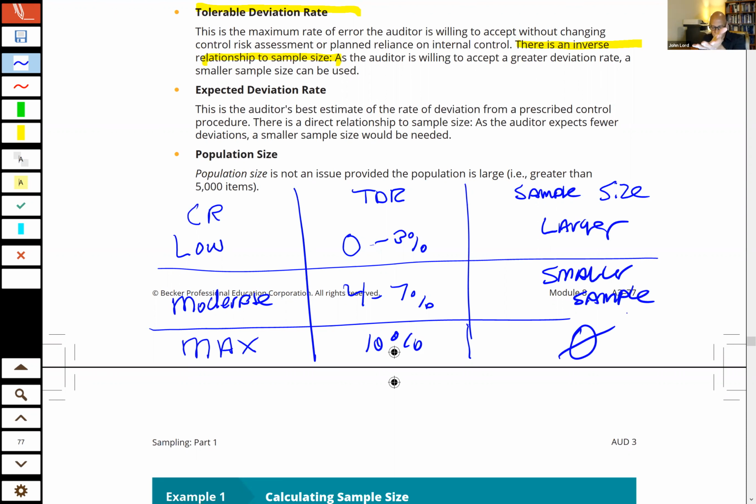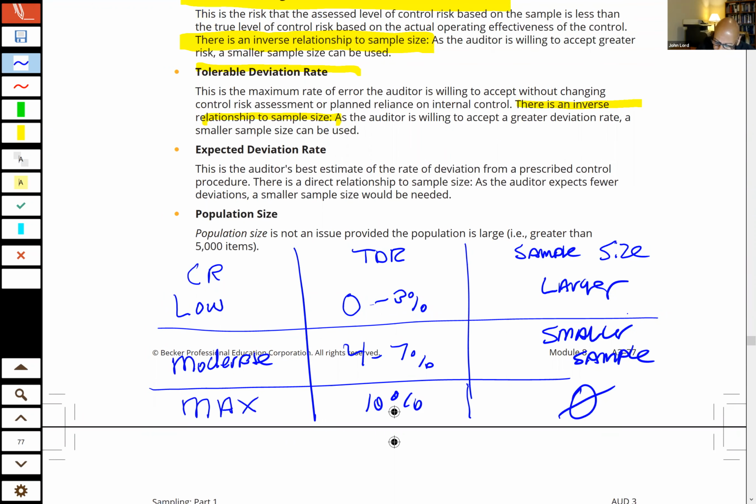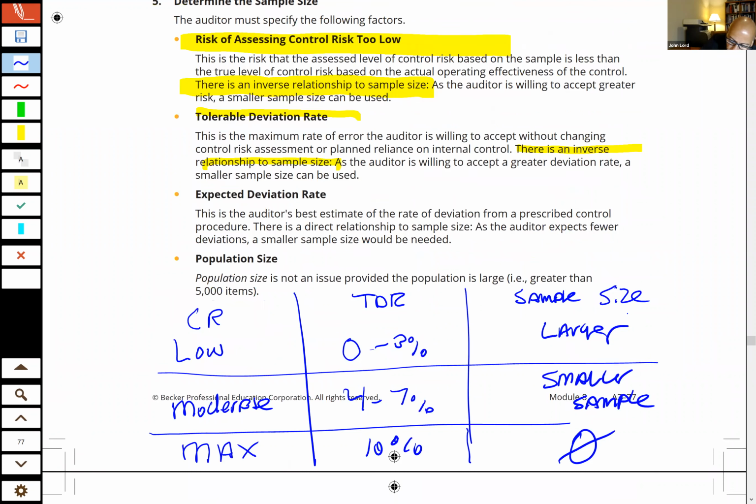As the control risk comes up, your toleration, is that a word, of the control not having operating effectiveness goes up, right? So it's an inverse relationship, okay? Expected deviation rate, it is a direct relationship, okay?